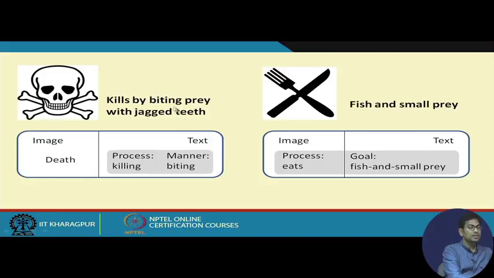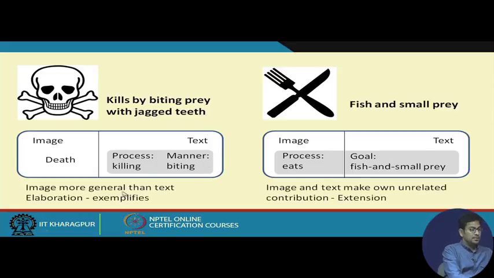Now, here you can see that there is no apparent connection between these two, like this is related to death and this is related to killing, but this particular image is not talking about anything in this particular text, apart from a more generic formation of the text. So, here this is a case of exemplification, and hence it is an elaboration which is happening over here.